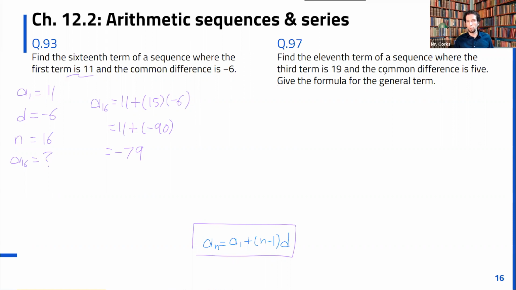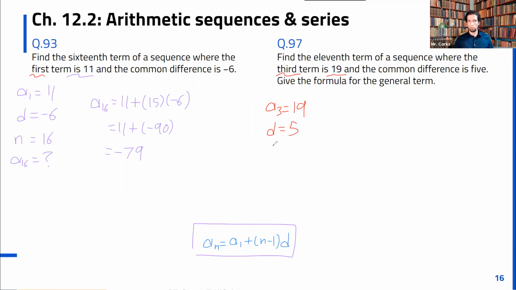So the next one on the right's a little different. What information were we given? A3. Tell me what the thing is and tell me what it's equal to. We are given A3, so A3 is 19. We have to make sure we read this carefully. The third term is 19. On the left it was the first term, but here it's the third term. What else are we given? D is 5.